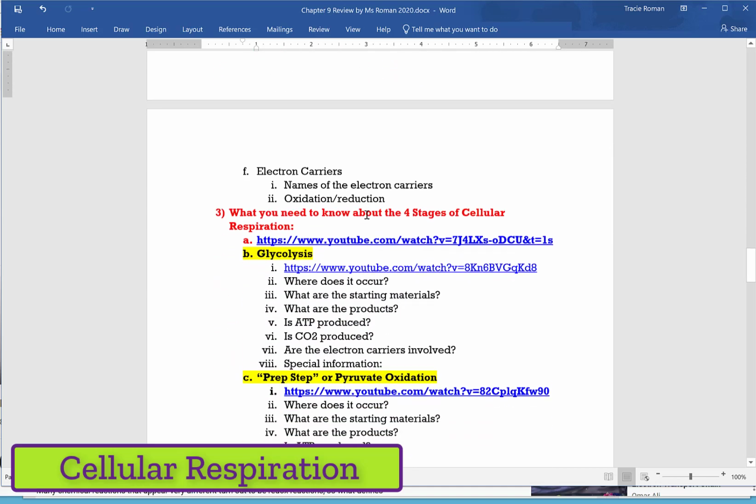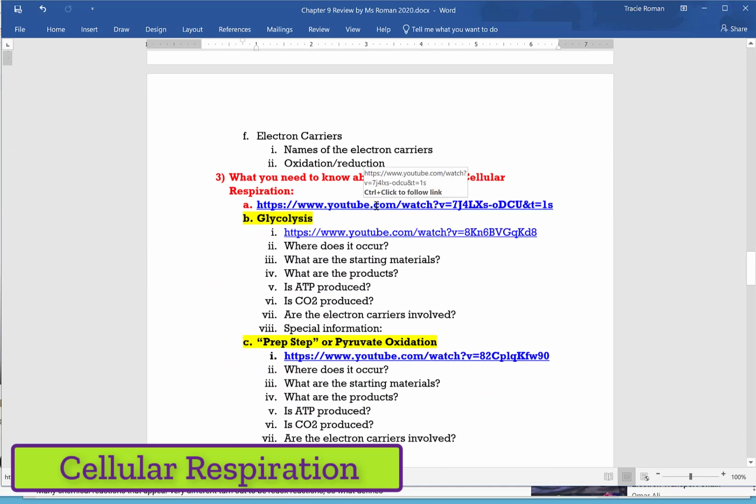So what we're going to do, we're going to watch a very good animation by McGraw-Hill. They make a lot of very, very good animations. And this animation will be all of cellular respiration. I want you to get an overview. Then we're going to go through each of the 4 stages, and we're going to discuss where it happens, where are the starting materials, where are the products, is ATP produced, is CO2 produced, are the electron carriers there, and is there something special that happens?